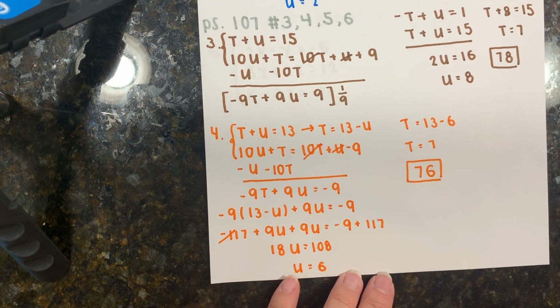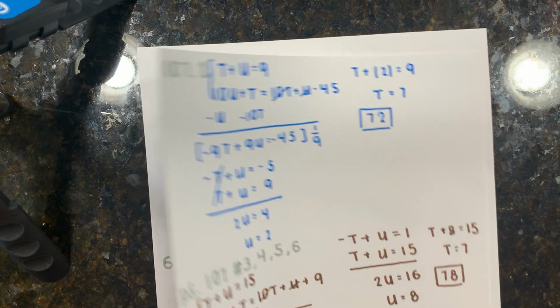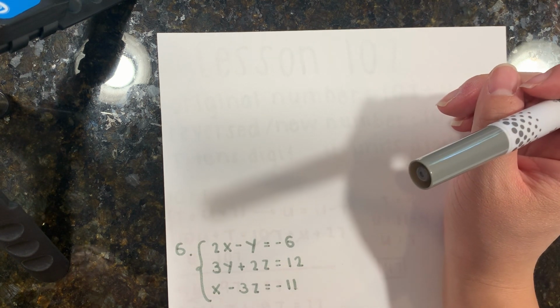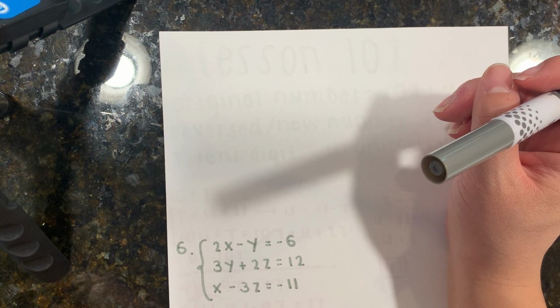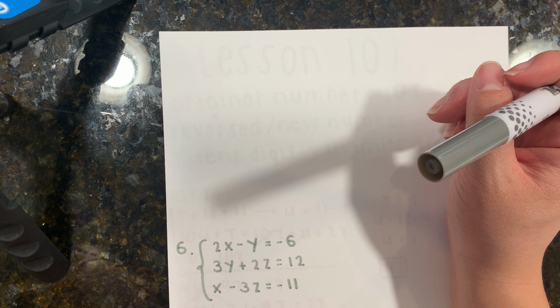Now I wanted you to attempt numbers 5 and 6 as well, just so you can work through them with me because they are pretty new. So for number 5, it's a 70% markup on the selling price brought the selling price to $1,400. What did the shopkeeper pay for the item and what was the markup?